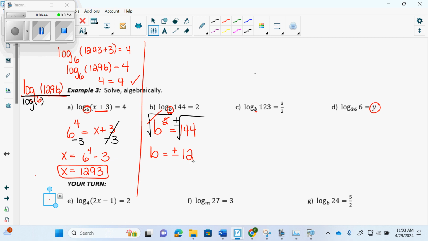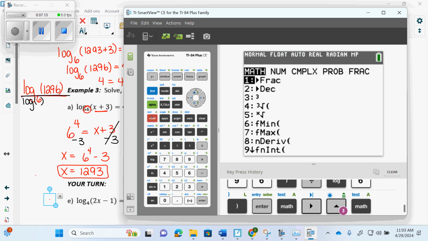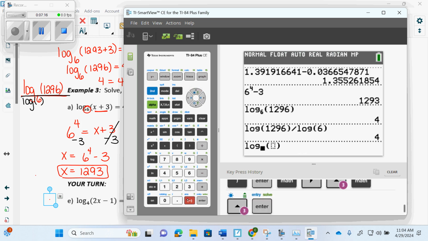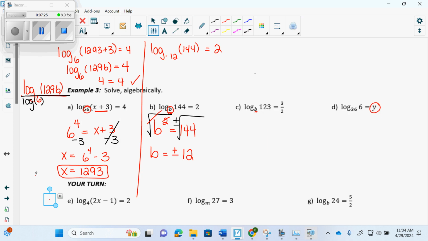The catch is the base and what's beside your log cannot be negative or zero. So, try and type this in. Log negative 12 of 144 and see if it equals 2. Oh, it's mad at me. It's mad at me because you can't have a negative in your base. Okay? So I know B equals negative 12 is not true.